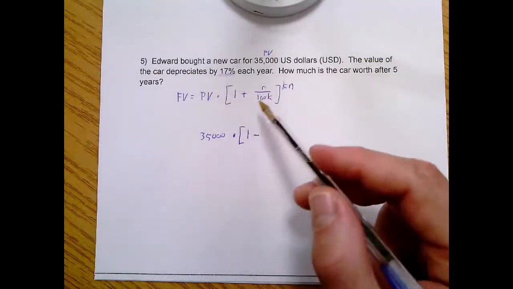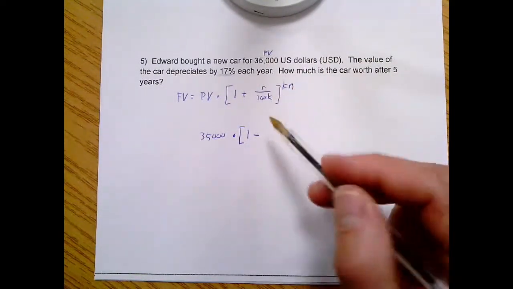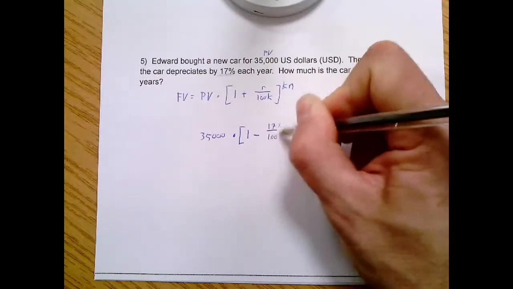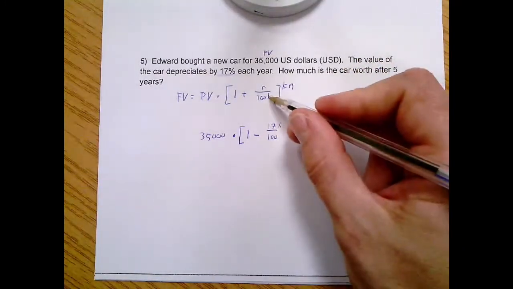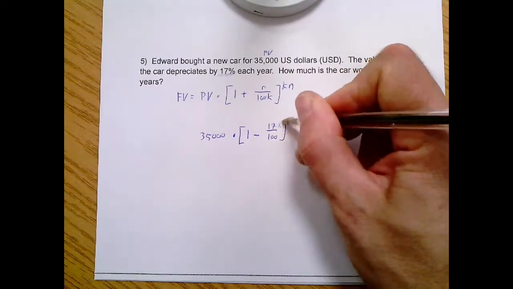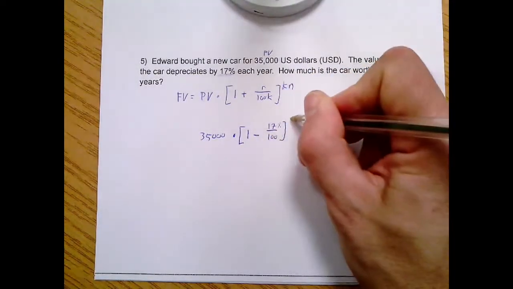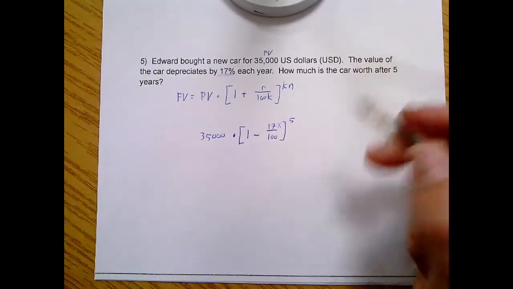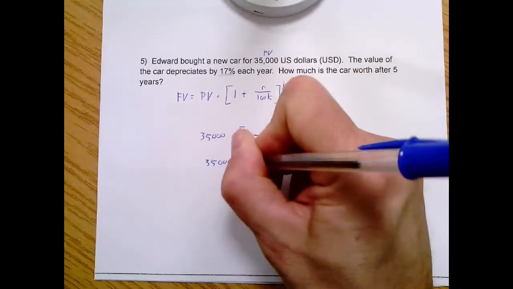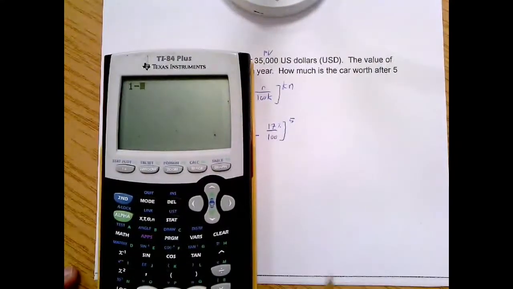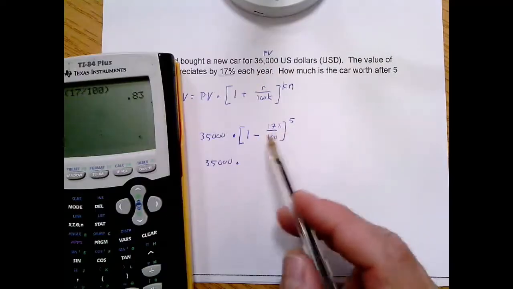So instead of plus, we say minus, right? And this is kind of the same idea, really. If you put a 17 up here for your 17%, and we divide it by 100, that's going to shift it out of percent. And there's no compounding, so we just leave that as 1. And we raise it to the nth power, which is 5. In reality, what you're going to get here is 35,000 multiplied by 1 minus 17 divided by 100, and you're going to get 0.83.